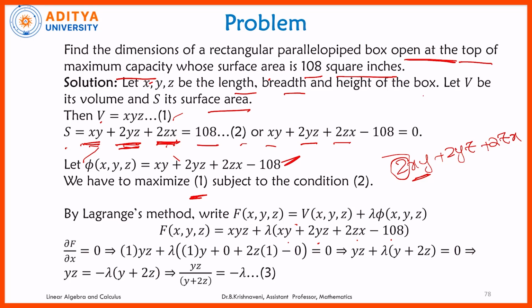Next find out dou f by dou x and dou f by dou y. What is dou f by dou x? With respect to x, that means y constant, z constant here, and we need to equate to 0. That becomes, with respect to x, 1 into yz plus lambda into (1 y, y constant is 0, 2z into 1, constant 0). You got the equation as yz plus lambda into (y plus 2z) is equal to 0. Simplify, you are getting minus lambda is equal to yz by (y plus 2z). Let it be equation number 3.